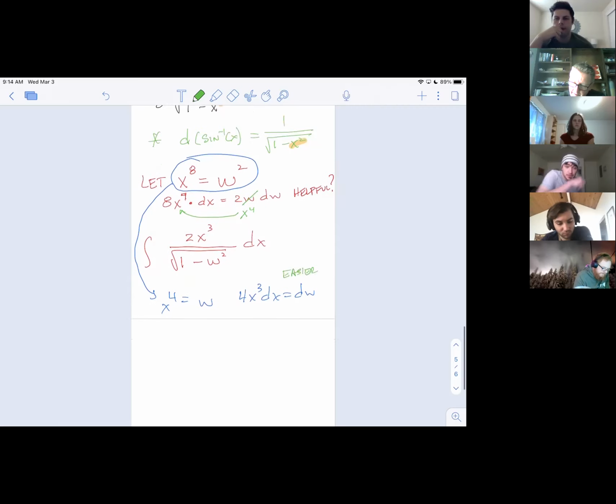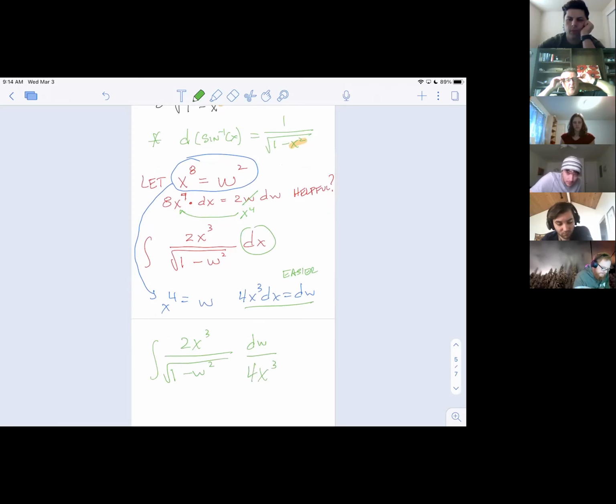So let's look at what we got now. This is amazing, what just happened. I have a 2x cubed on top. I have the square root of 1 minus w squared on the bottom. And now I got to switch out this dx, which thanks to this is equal to dw over 4x cubed. What miraculous thing just happened, because this problem was canned and very carefully made up. Bam. So those just disappeared.